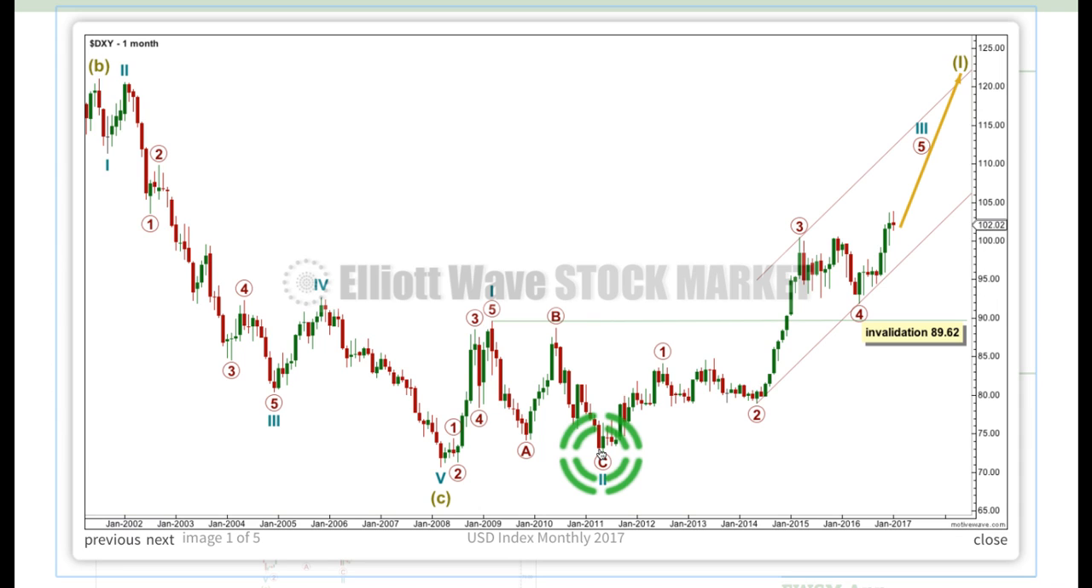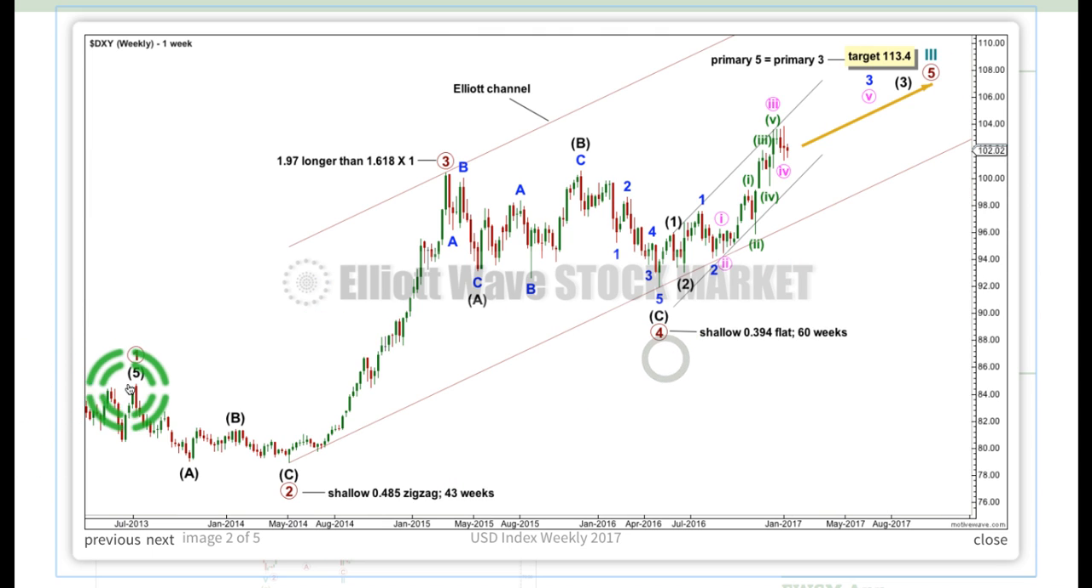be shallow. Let's have a look at the weekly chart level where primary 1 is this point up here. So now we're looking at more detail of cycle 3. Primary 2 was a zigzag. Primary 3 was the strongest piece of movement. There's a ratio 1.97 longer than 1.618 times the length of primary 1. So that's how you read that detail I've got here.